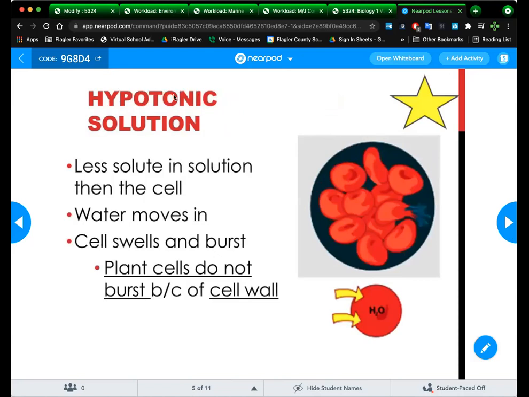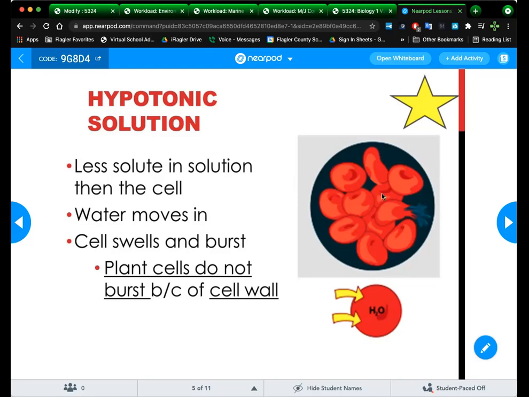A hypotonic solution is the exact opposite. Okay, so this would be like pure water, distilled water, something like that. There's nothing dissolved in the solution. Okay, it's just pure water. So that means the cells are going to have more stuff in them. Okay, so the water is going to move into the cell and cause the cell to expand. Now, in animal cells, if this happens too much, the cells can burst.